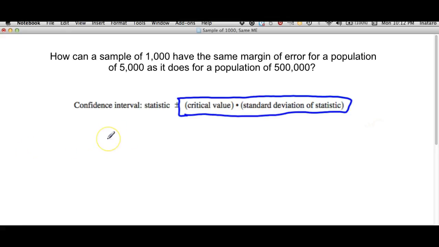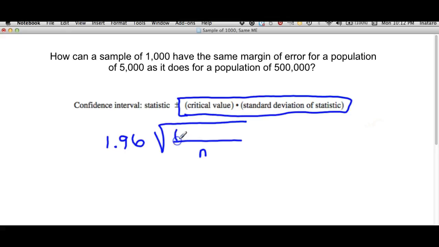Well, a 95% confidence interval critical value is 1.96. And that has to do with a normal distribution having about 95% of the values contained within two standard deviations, or about 1.96 standard deviations. And then the standard deviation of the statistic is the square root of our sample proportion times 1 minus our sample proportion divided by our sample size.